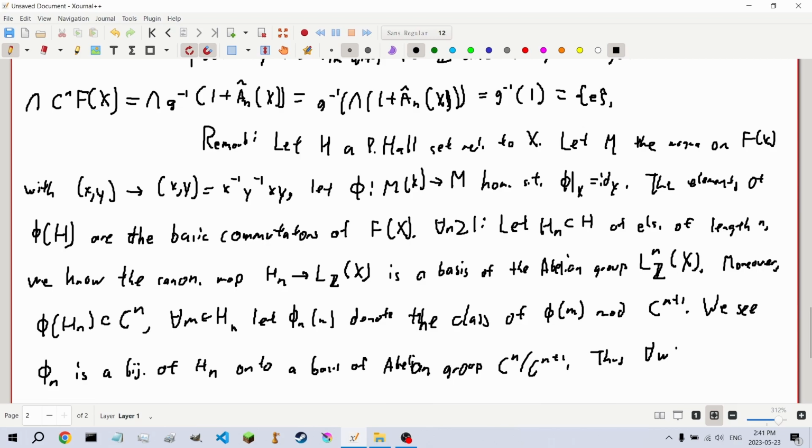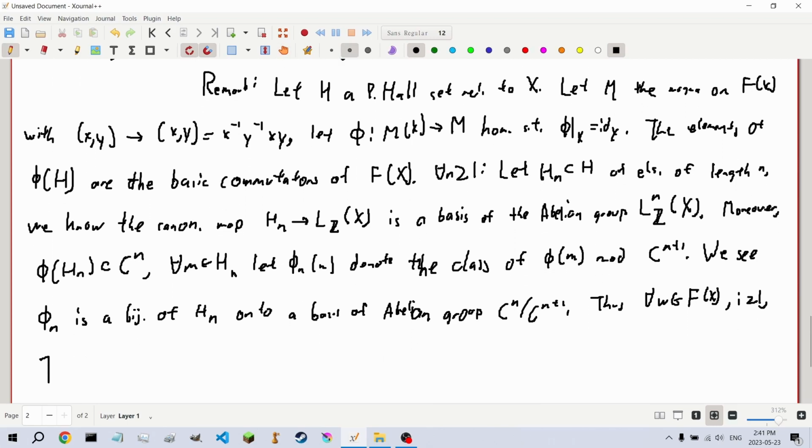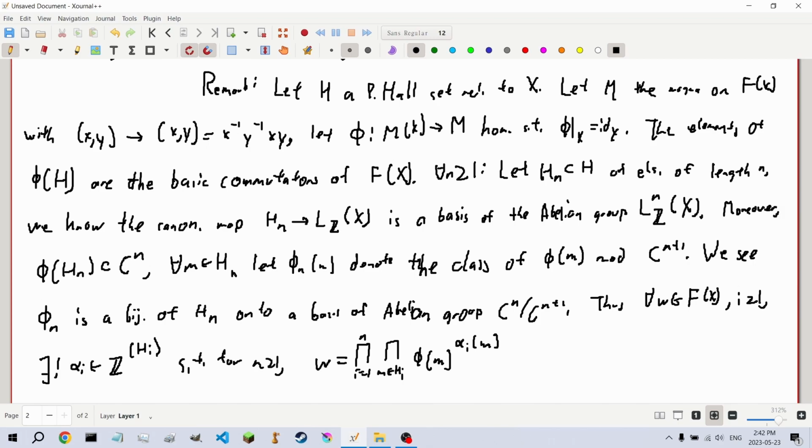Thus, for all w in F(X) and I at least 1, there exists a unique alpha I, a vector of integers indexed by Hi, such that for n at least 1, w is the product from I equals 1 to n of all m in our Hall set of length I, phi of m to the alpha sub I of m, modulo C^(n+1), with the ordering done in the order as given by the Hall set, of course.